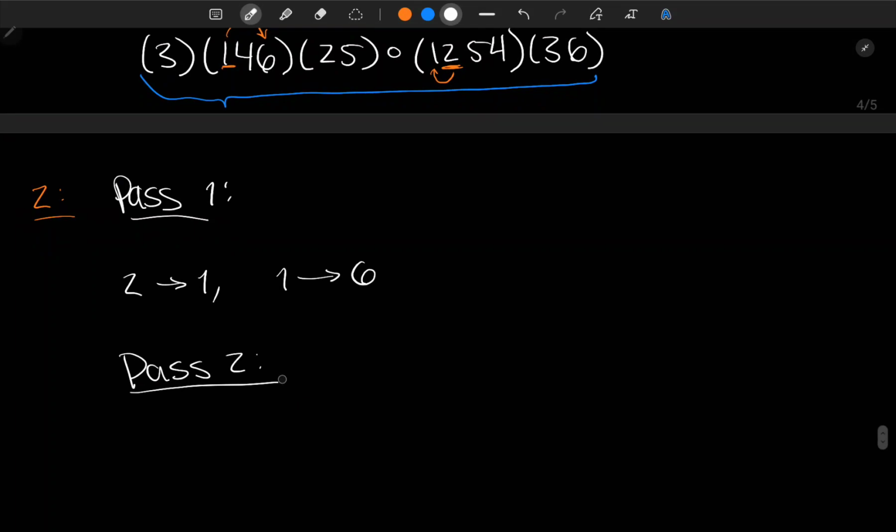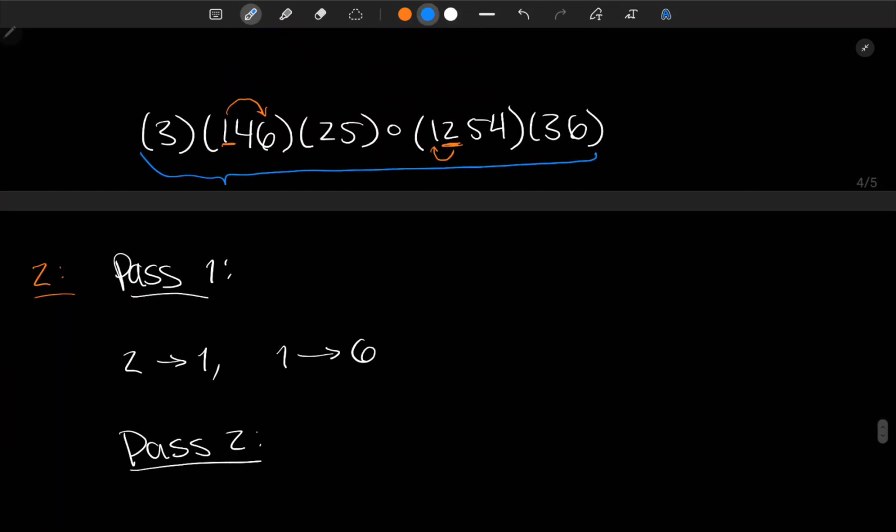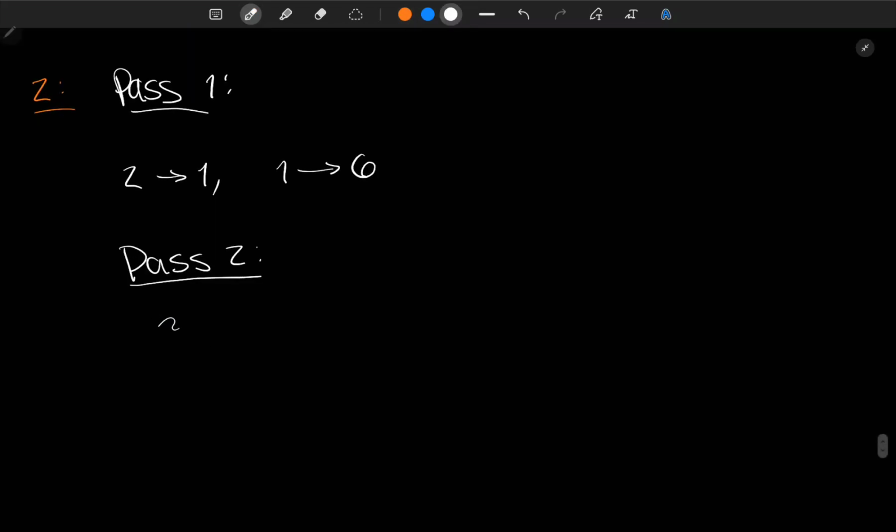So going through again, we look for 6 now. Erasing what we had before, we look for 6 now in the right composed function. So we have a 6 here, and that gets mapped to 3. So in the second pass, we say 6 goes to 3.